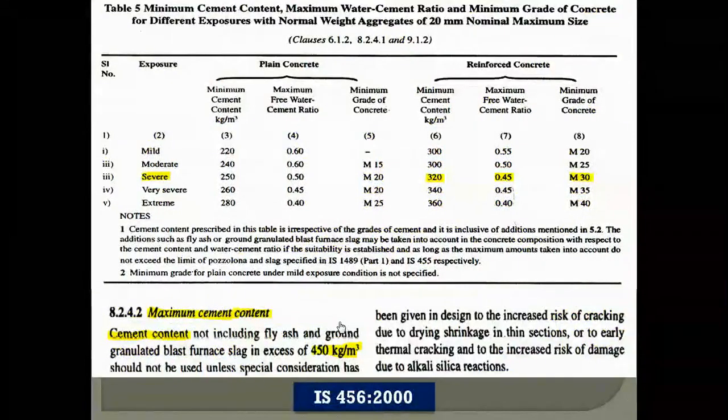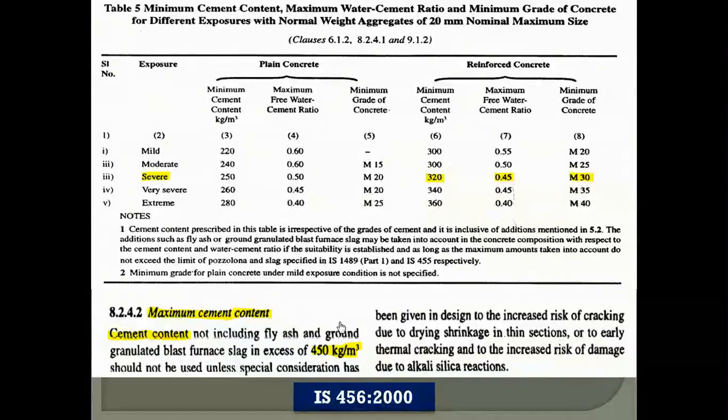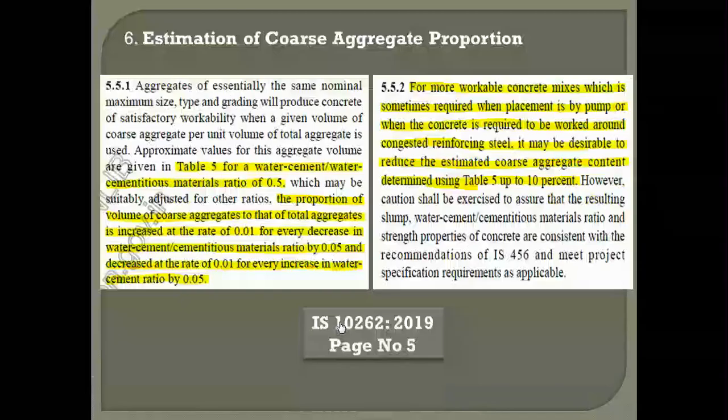Okay, so this is how we have to check the cement content and water cement ratio with the IS 456 code book. Sometimes they will give these values in the problem itself, or else they will give the code book for you to check. Most of the time, 90% of the time, they will give the minimum cement content and maximum water cement ratio in the question itself.